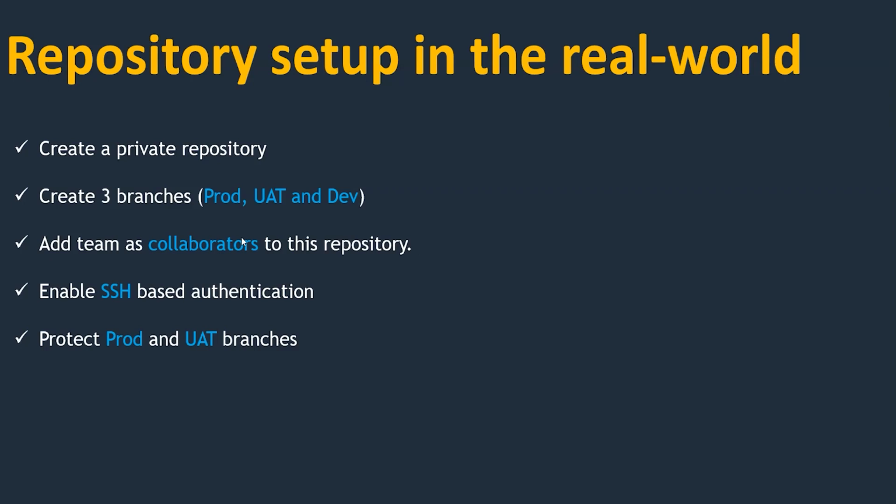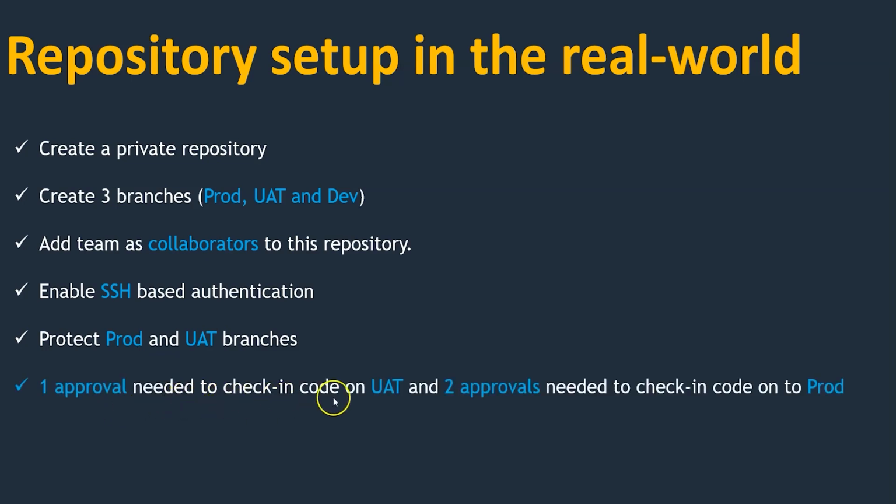Next, protect prod and UAT branches. So here we are creating three branches. Developers can push any kind of code on the dev branch, but not on the UAT and prod branches. If they are pushing or checking in any code on the UAT or prod branch, it should be in a working state, so that my UAT and prod branches always contain working code. One approval is needed to check in code onto the UAT branch or UAT environment, and two approvals are needed to check in code onto the prod branch. So this we are going to add with the collaborators. I have already discussed collaborators in our previous sections, right?